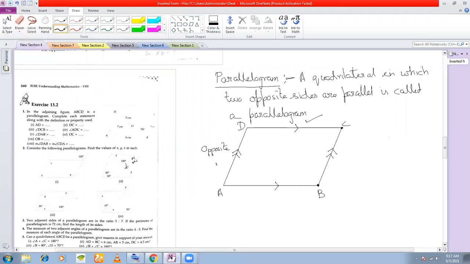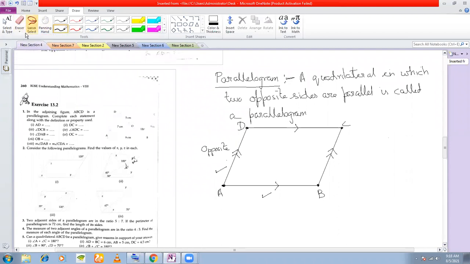This side and this side. These two are adjacent because they have this vertex D in common. Okay. What are the others? What is the other side that is adjacent? This side and this side. This is also an adjacent side. These two, because they have the vertex A in common. Clear with this?